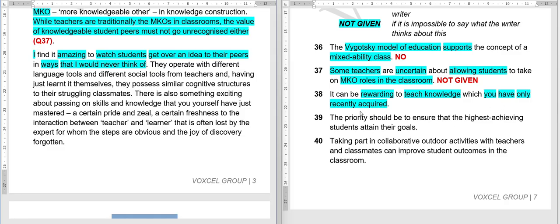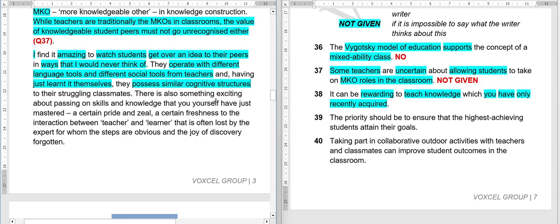Because we haven't read anything about newly learned things. They operate with different language tools and different social tools from teachers. So that is what I was referring to: because they are using different language tools and social tools from teachers, and having just learned it themselves, they possess similar cognitive structures to their struggling classmates. Just learned it themselves means newly learned, so they possess similar cognitive structures.